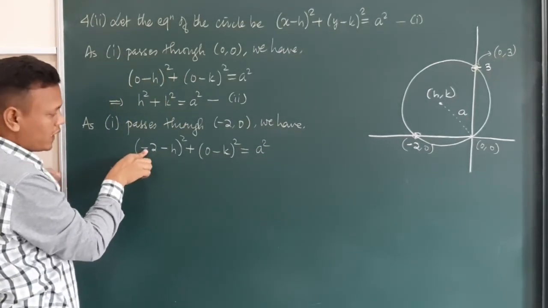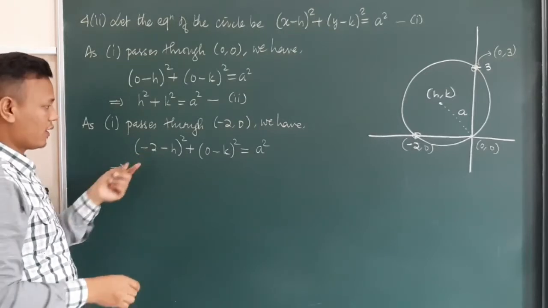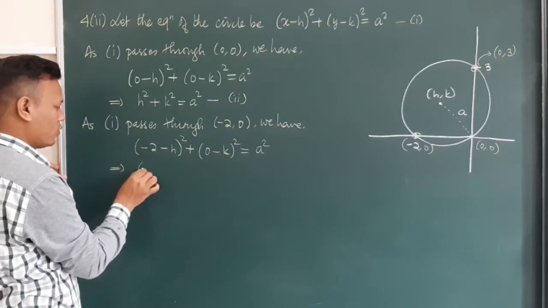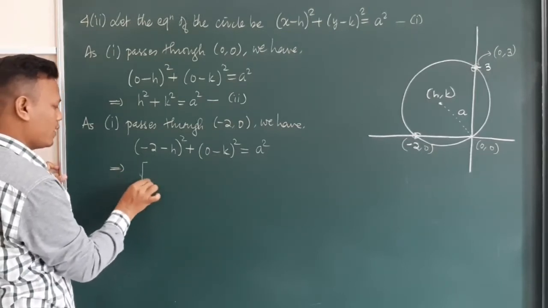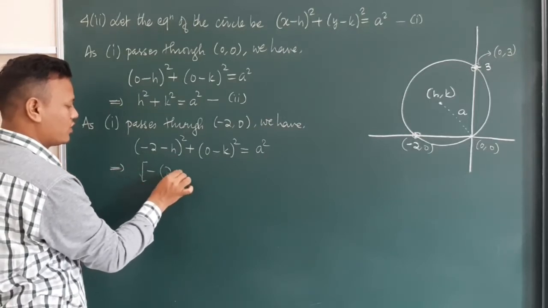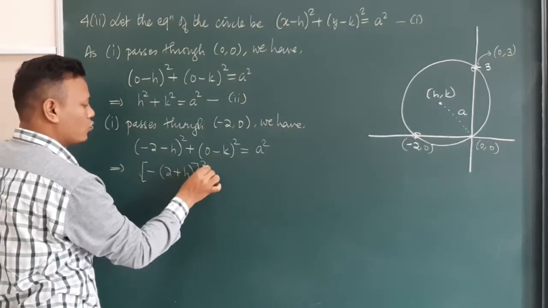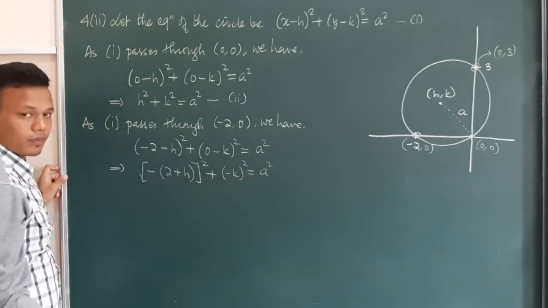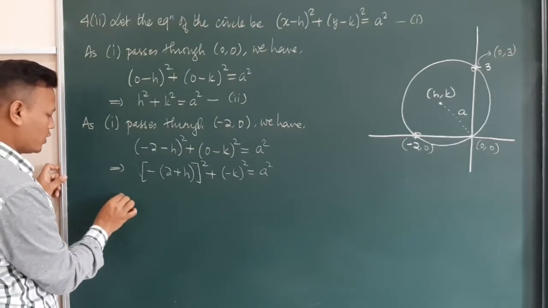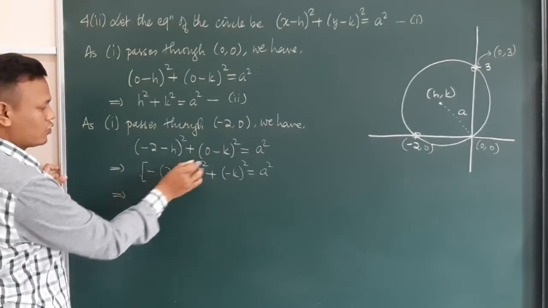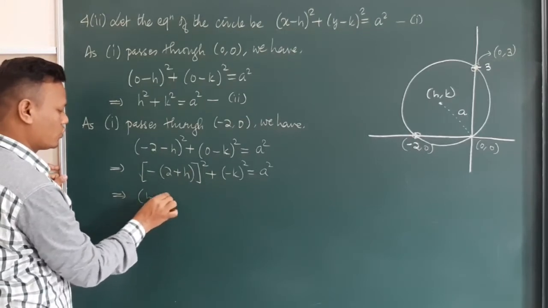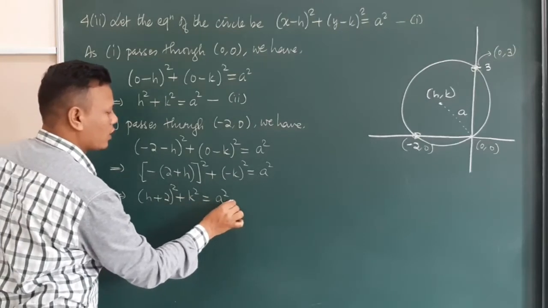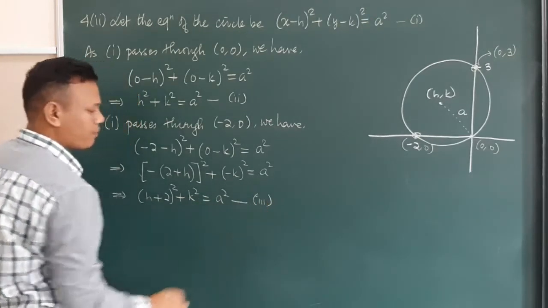See, if you take minus common, okay, let me write that step for you. So you have minus is common, so you have 2 plus h, or you can write h plus 2 as well, whole square, plus this is minus k whole square equals a square. Right? So from here also we arrive at one more equation, that is, this is minus square, so this can be written as h plus 2 whole square plus k square equals a square. Let me call this equation 3.